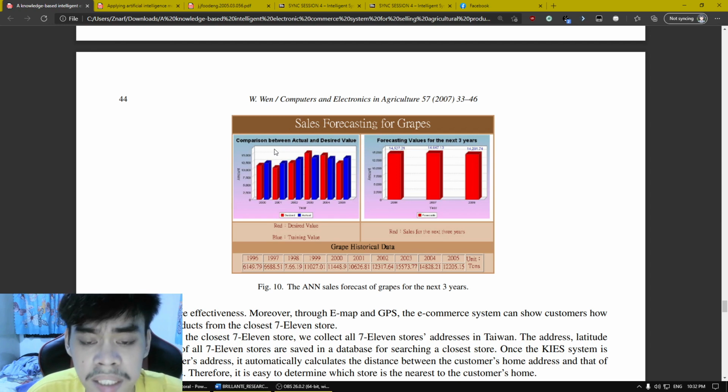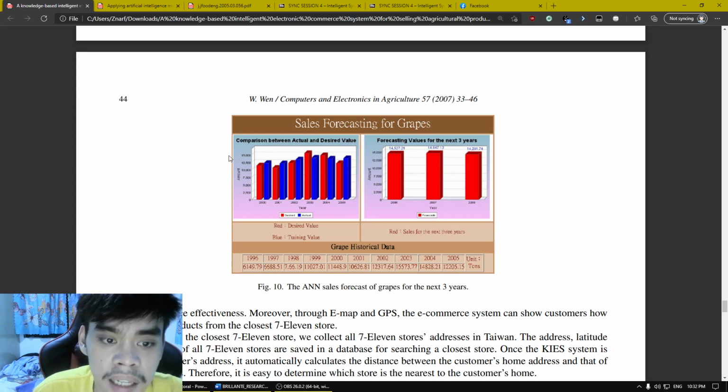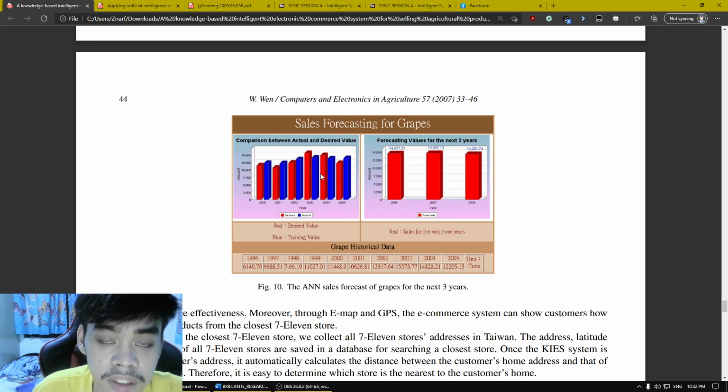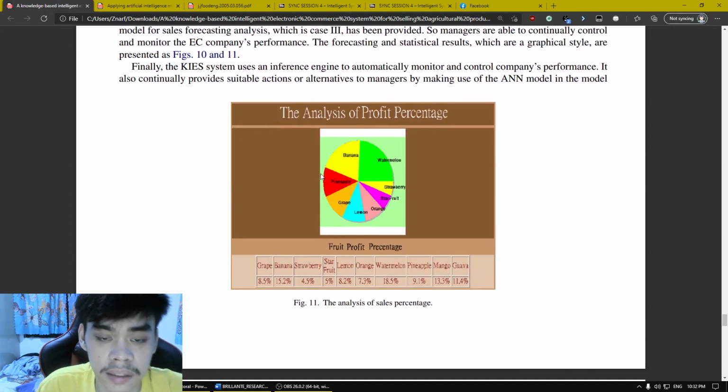As you can see in this image, the ANN successfully forecast the grapes for the next 3 years. It forecasts the value of the grape for the next 3 years, the current value, and the desired or goal value for the grapes, as you can see in the first graph. Let's go to the second graph, the pie graph. As you can see here, the analysis of sales percentage. This is the graph showing which product is the highest in profit or which most people buy.